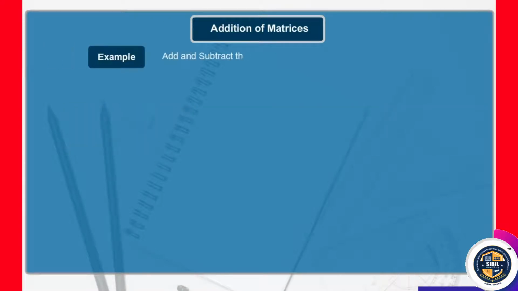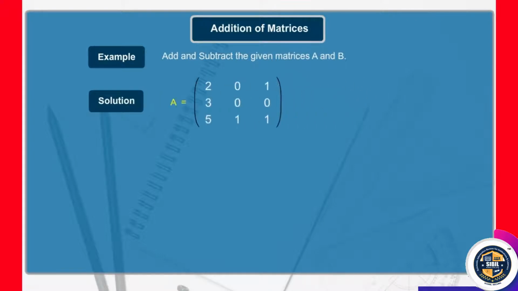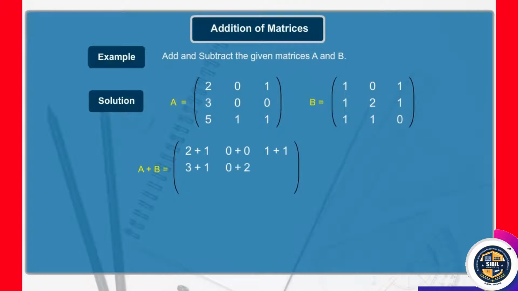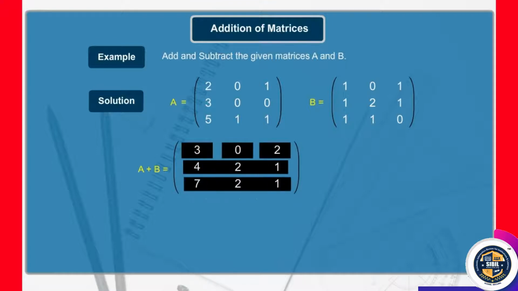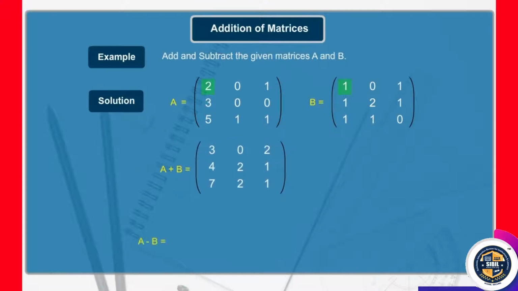Example: add and subtract the given matrices A and B. Solution. We can add A and B by adding each and every term of matrix A with the term at the same place in matrix B, like 2 plus 1, 0 plus 1, 1 plus 1, and so on, which gives us A plus B. Similarly, we can subtract these matrices, which gives us A minus B.